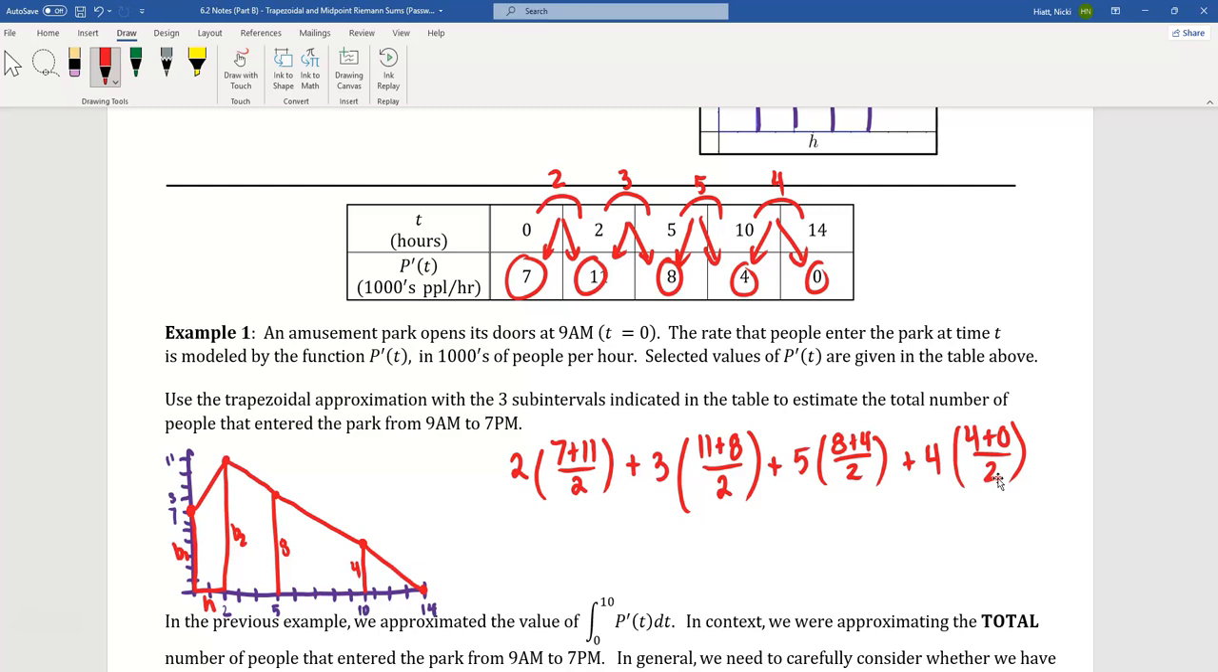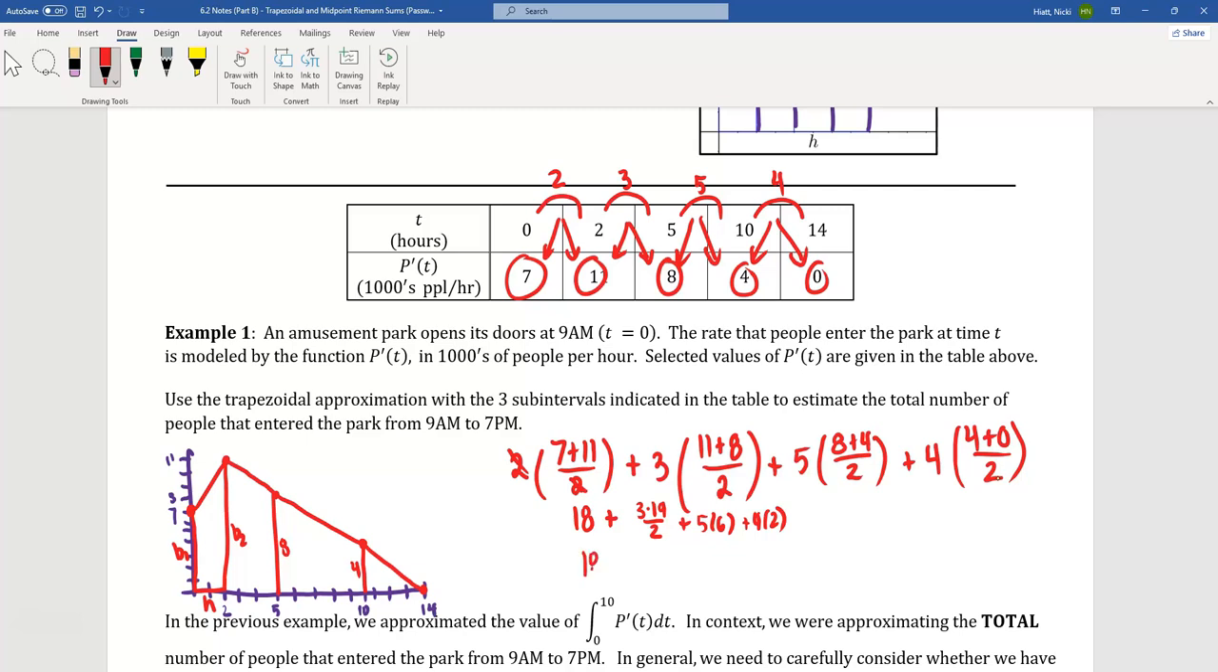So now you're just simplifying. In this case, here those 2's could cancel. You'll get 18. Here, oh gosh, this one's not as pretty. This one's going to be 3 times 19 over 2. Ugh. This is going to be 8 plus 4 is 12. Divided by 2 will be 6. So that's going to be 5 times 6 right there. And then this is going to be 4 times 2.